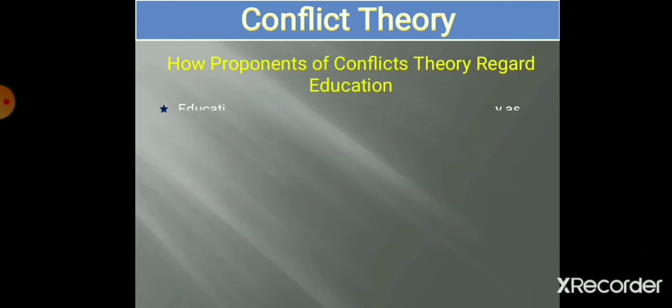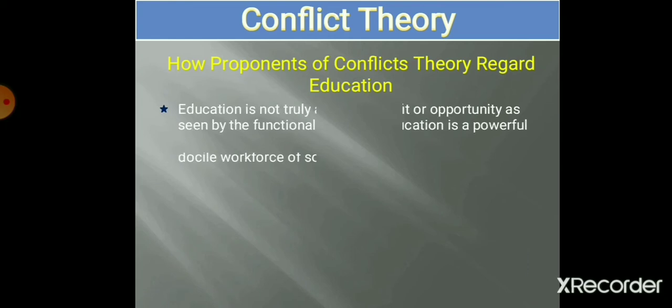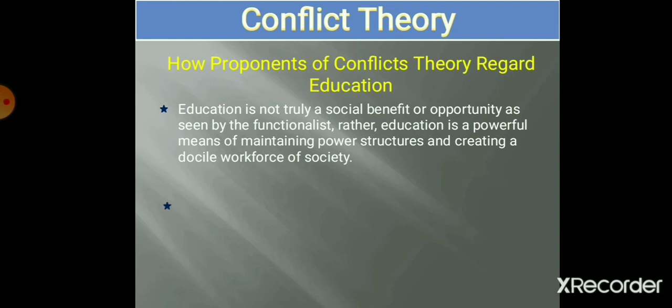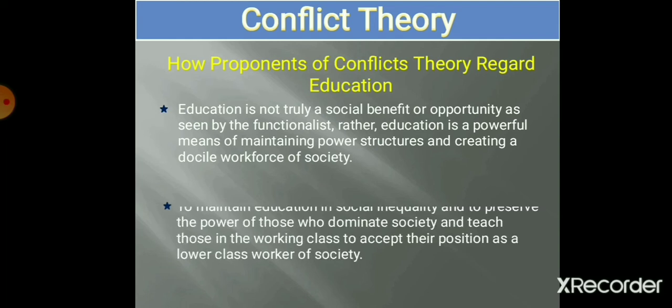According to the conflict theory, education is not truly a social benefit or opportunity as seen by the functionalists. Rather, education is a powerful means of maintaining power structures and creating a docile workforce for capitalism. It is also to maintain social inequality and to preserve the power of those who dominate society, and teach those in the working class to accept their position as lower class workers of society.